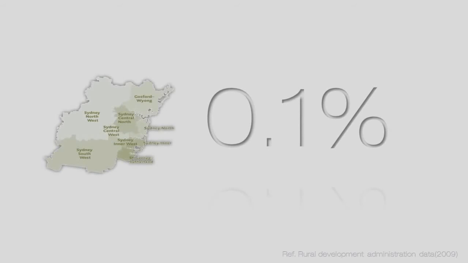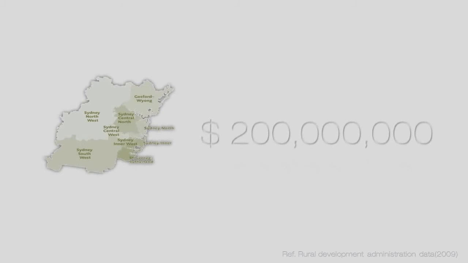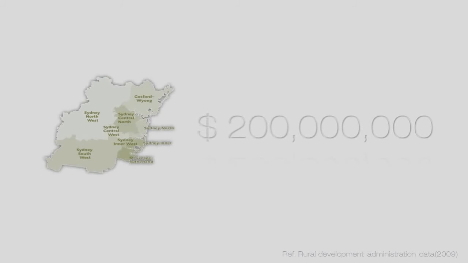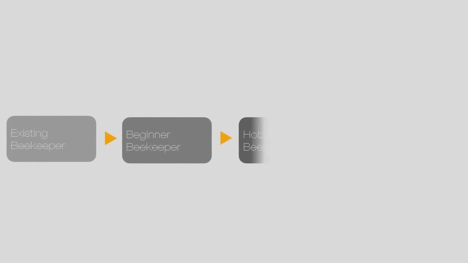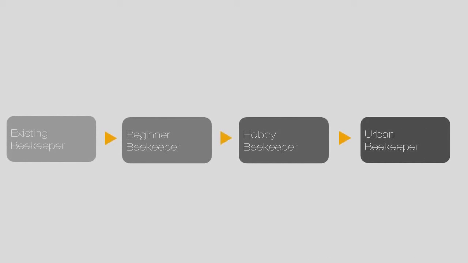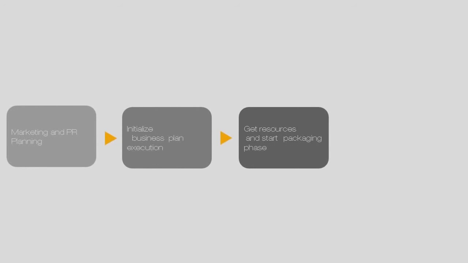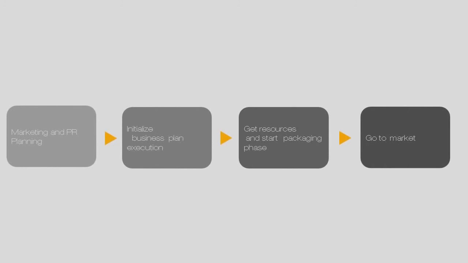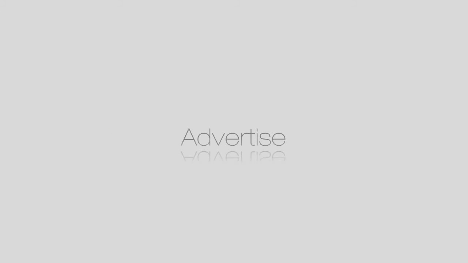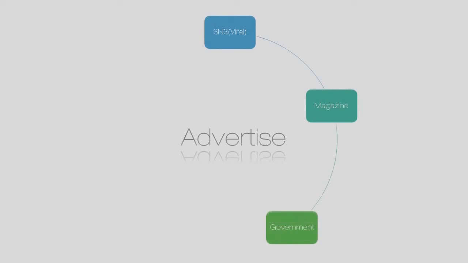If only 0.1% of the population of Sydney has a beehive, then the value of the ecosystem preservation effect will reach $200 million. Like this, Let It Be will expand to various types of beekeepers. And for going to market, we have a plan like this. We will use diverse ways to advertise.